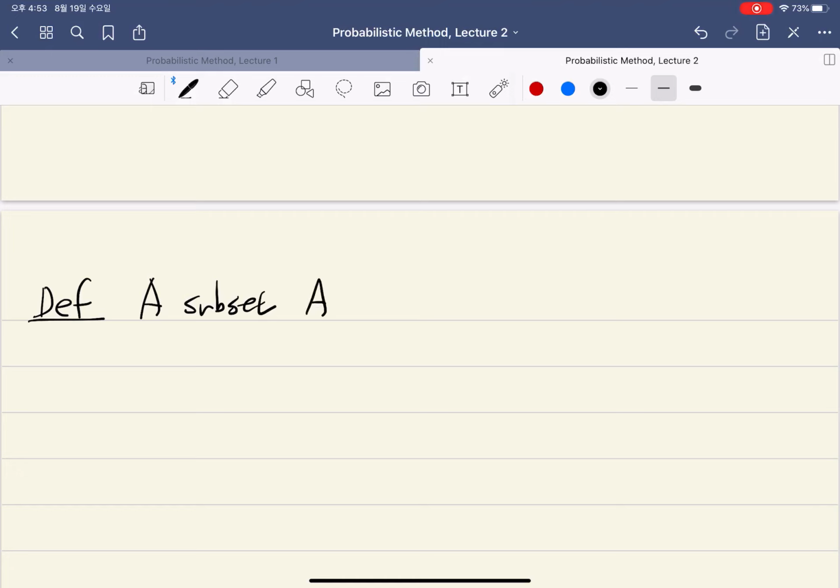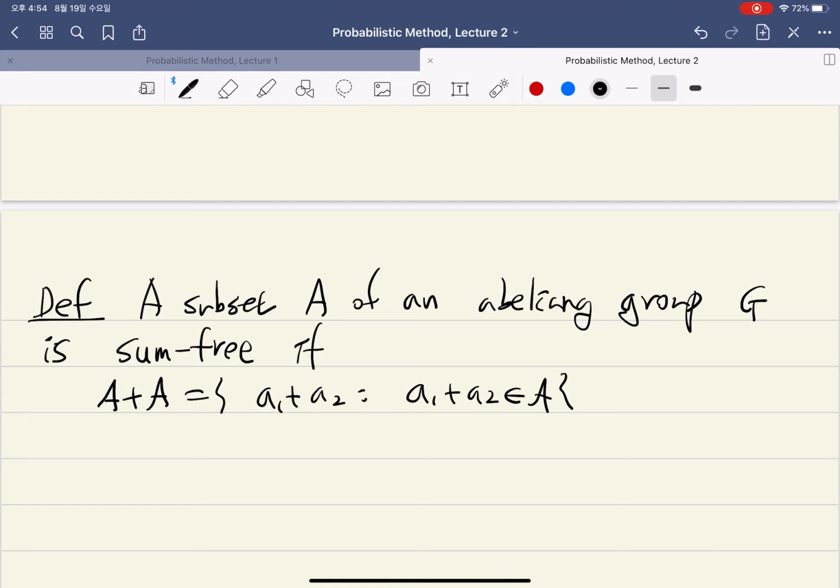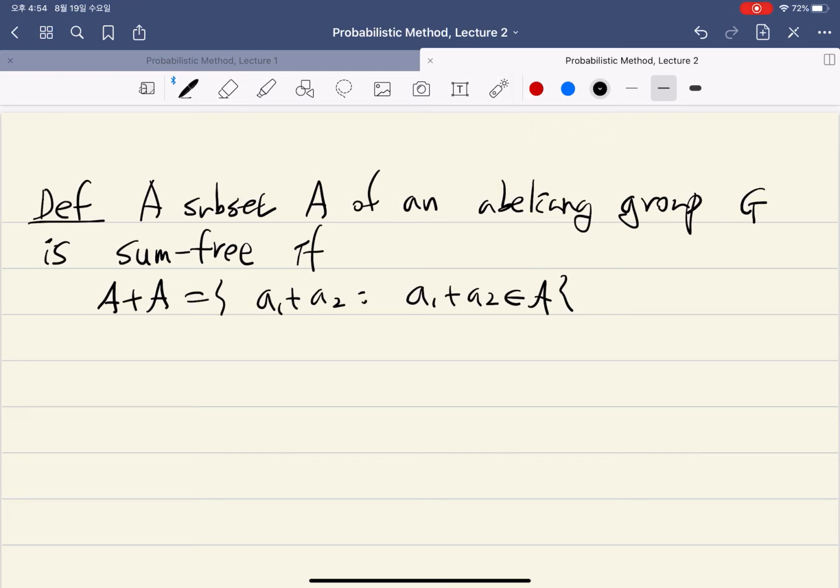We say a subset A of an abelian group G is sum free if A plus A, the set of all elements of the group G obtained by summation of two elements in A, does not intersect with A. Then we say this is sum free.